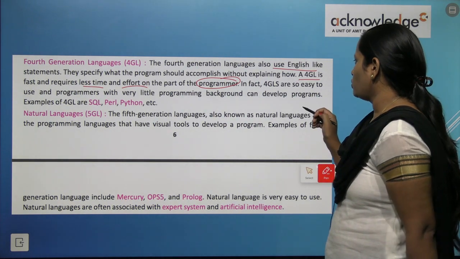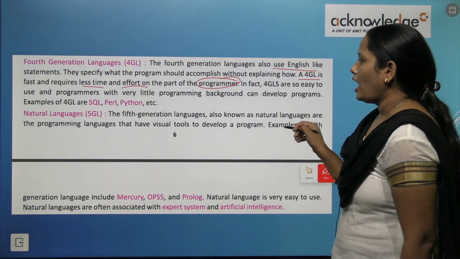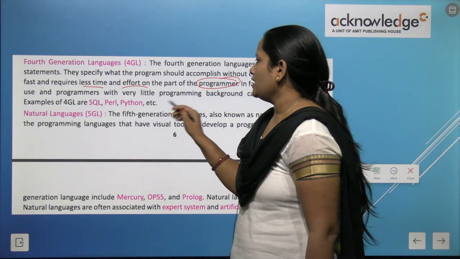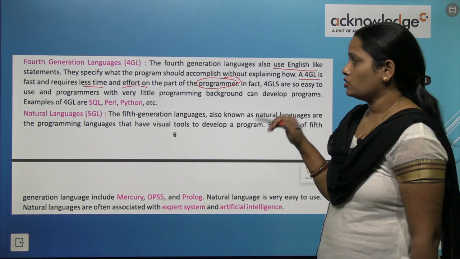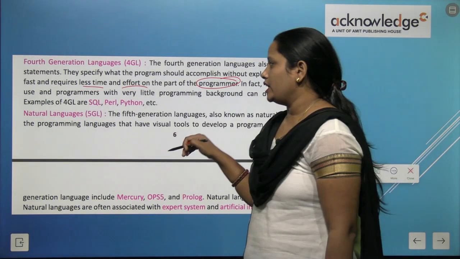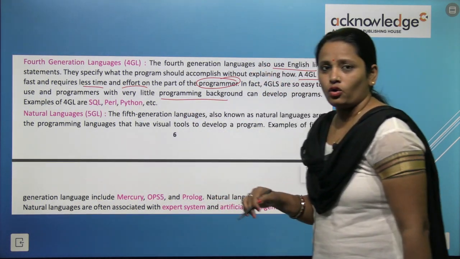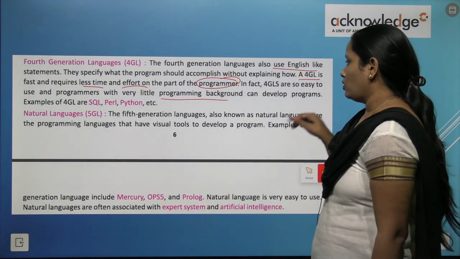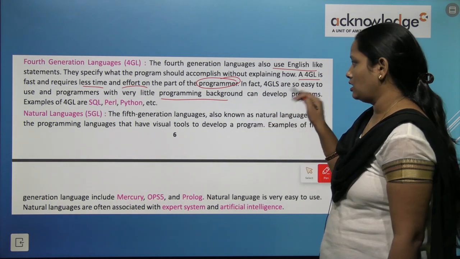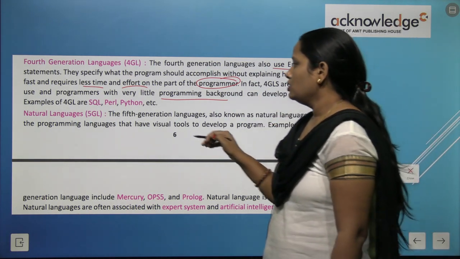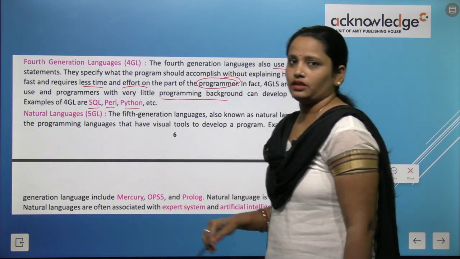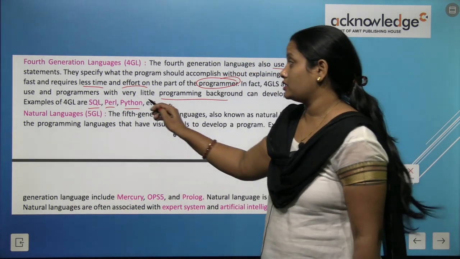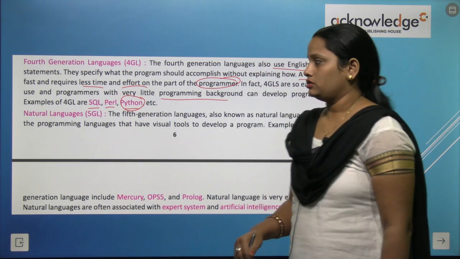4GLs are so easy to use that programmers with very little programming background can also develop programs in them. So those who have very little programming background, like us, can also develop these programs here. Examples of 4GLs are SQL, PERL and Python, etc. We are going to learn about Python in our book.